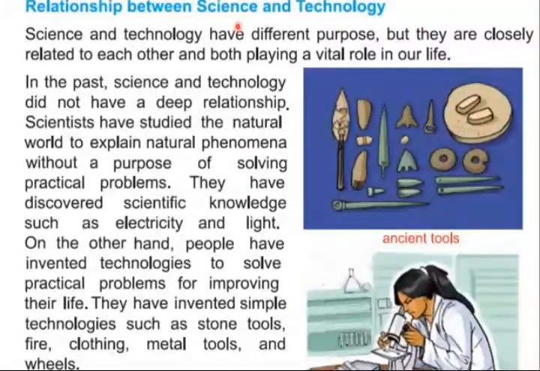Now go to page 64. Relationship between science and technology. Science and technology have different purposes, but they are closely related to each other and both play a vital role in our life. In the past, science and technology did not have a deep relationship. Scientists have studied the natural world to explain natural phenomena without a purpose of solving practical problems. They have discovered scientific knowledge such as electricity and light. On the other hand, people have invented technologies to solve practical problems for improving their life. They have invented simple technologies such as stone tools, fire, clothing, metal tools, and wheels.